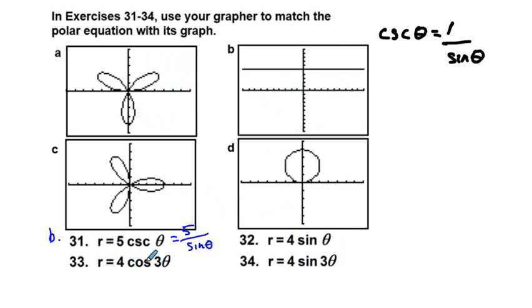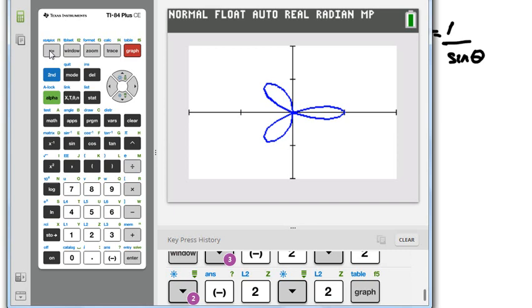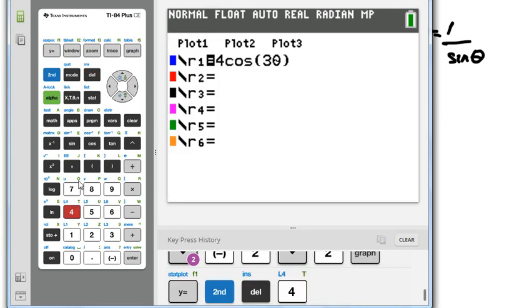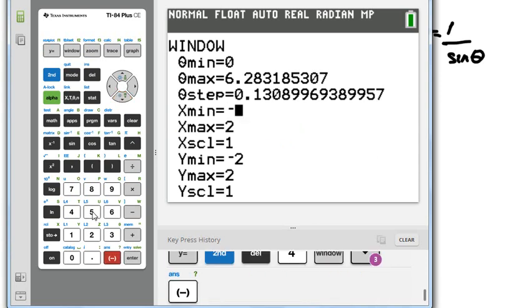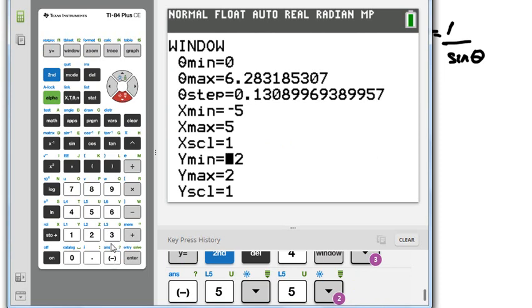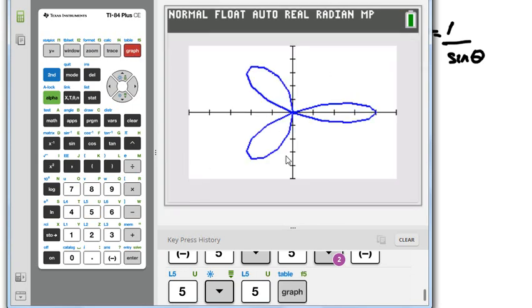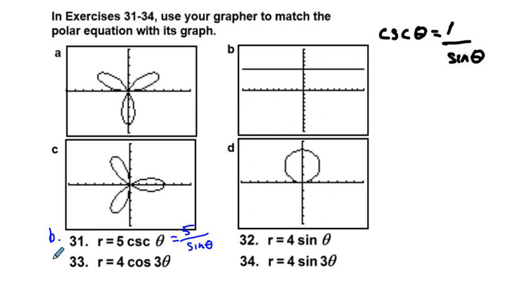But I drew that wrong. It should be 4 cosine 3 theta, right? Yeah, so that was not correct. So let's fix that. We'll put in 4 cosine 3 theta, but I'm going to have to change my window again to be able to see that sufficiently. So I'll put -5 to 5. -5 to 5 should still make it apparent what it is. So that's going to be it, which is going to be graph C.